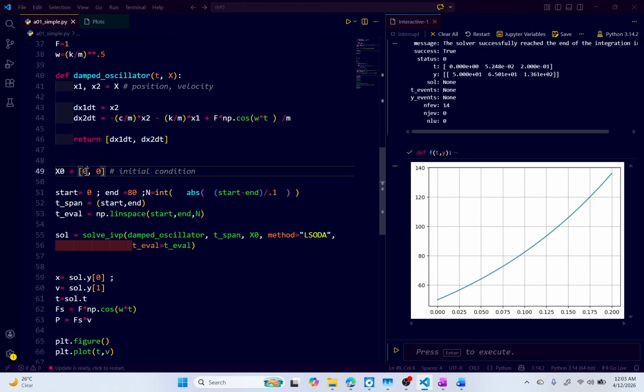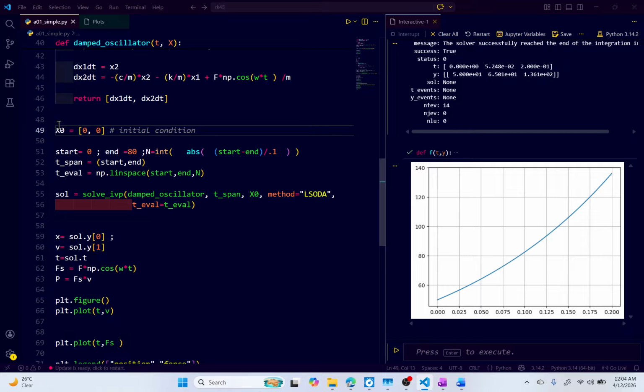This one, the first one, is the initial condition of the first variable x1, and this is the initial condition of the second variable x2, and then I have fed it to here. This is the initial condition. Then what is t span? Similarly, from start to ending time, the method is LSODA.